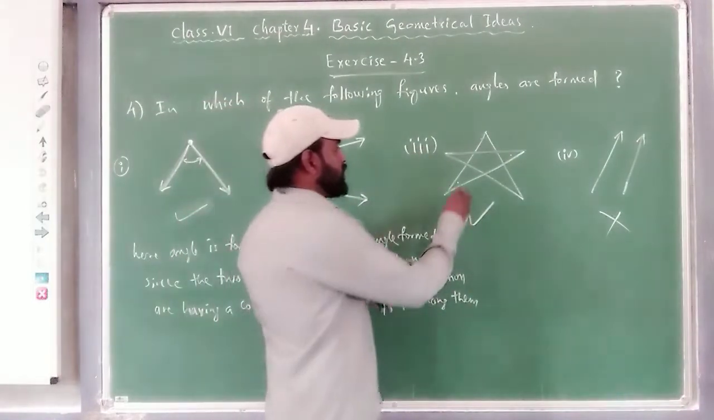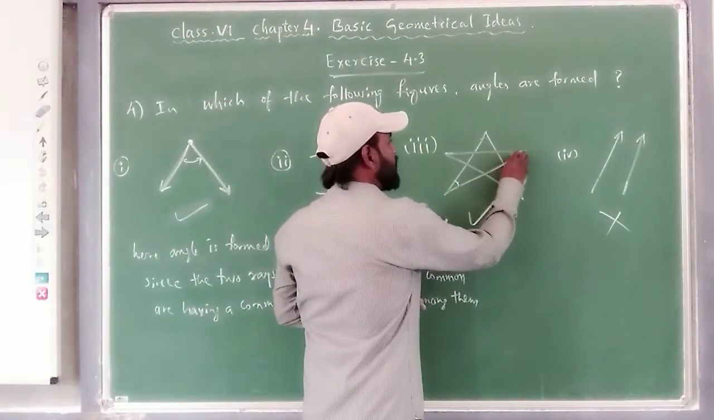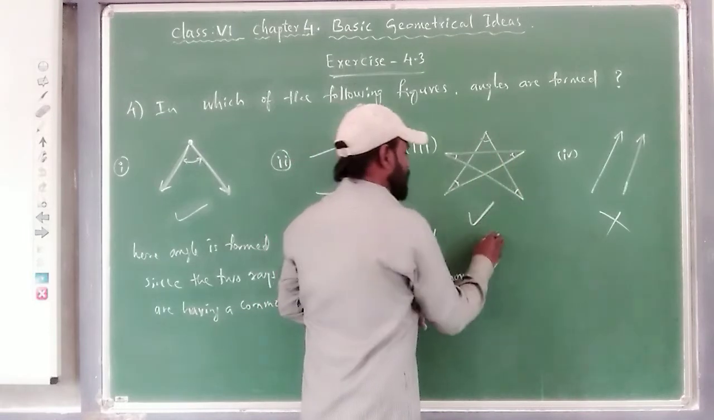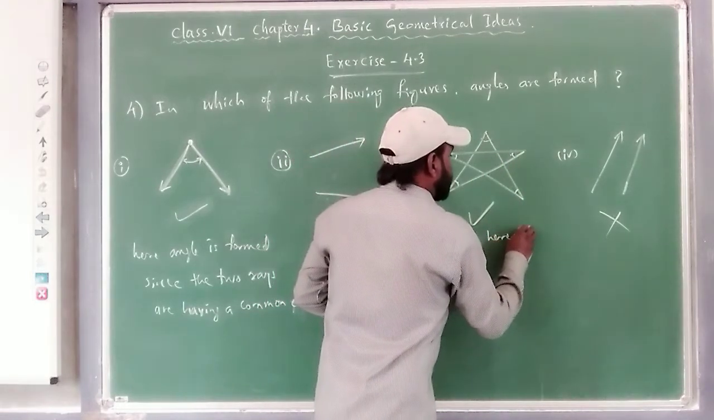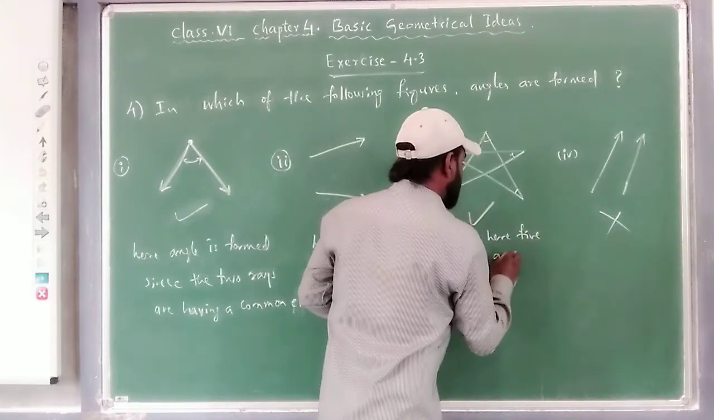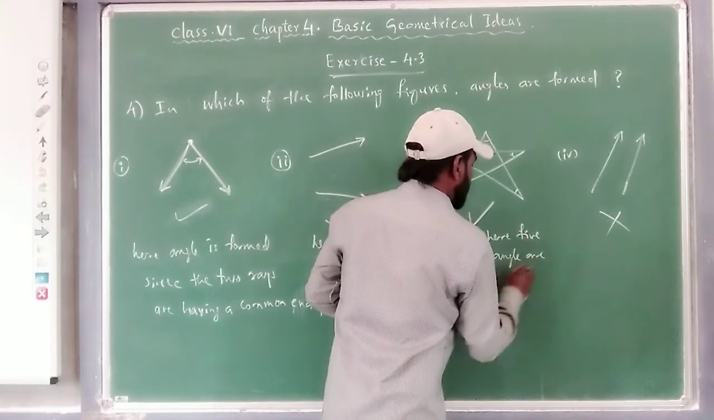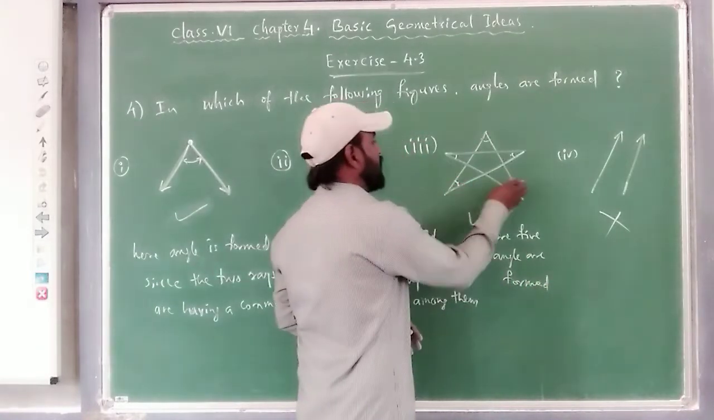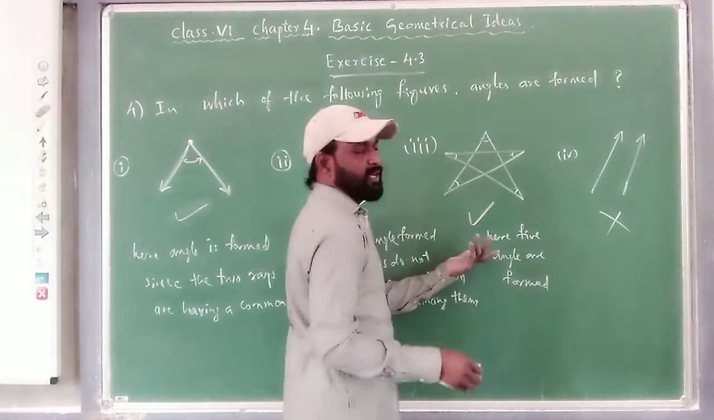In this you can see there are many angles. Now actually 5 angles are there: 1, 2, 3, 4, 5. So here 5 angles are formed. What are the 5 angles? This one, this one, this one, this one, this one. If you name it, you can name it also.